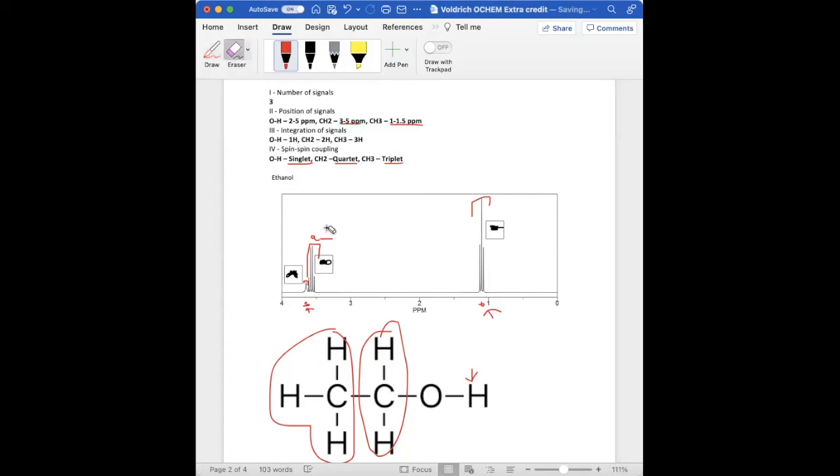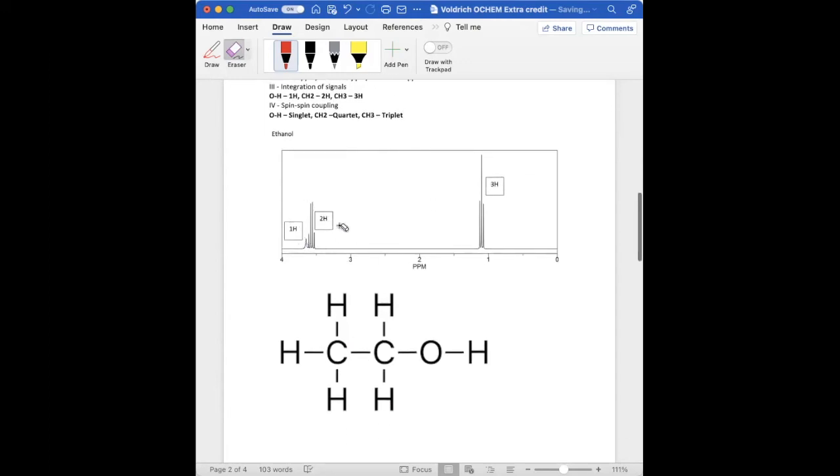Now I'm going to clear all this out. Now that we have determined that this farthest peak will be the OH hydrogen, the second peak will be the CH2 hydrogens, and this peak will be the CH3 hydrogens. I'm going to remove this to see the integration, which we can already guess as the CH3 being 3, the CH2 being 2, and the OH being 1. And as we can see, we have correctly guessed which peaks represented which hydrogens.